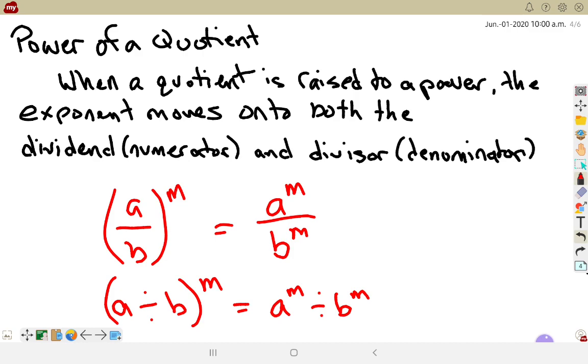Now the one caveat here is that we have to make sure that our base b is not 0, because we can't be dividing by 0. That does not work. So that's our power of a quotient law. And you can probably see that the power of a product and the power of a quotient are very similar, just like before when we had our product law and our quotient law, they were very similar as well.